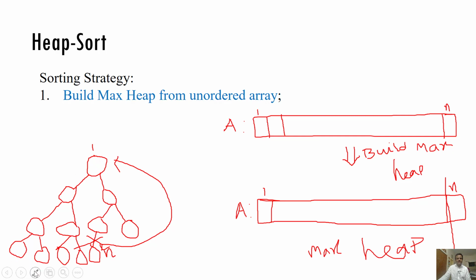That may violate the max heap. So, for that we need to call max heapify at this level, and when we call max heapify, we assume that the tree rooted at the left child and the tree rooted at the right child are okay, because that was the max heap. We may have the violation only over here. So, we need to call max heapify, not build max heap again, because calling build max heap again would cost us order of n time.